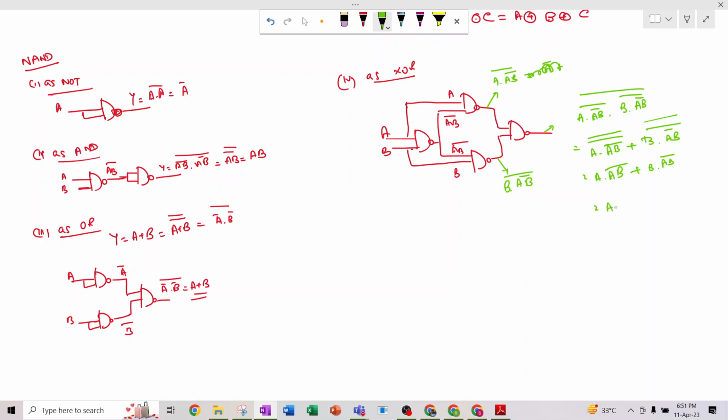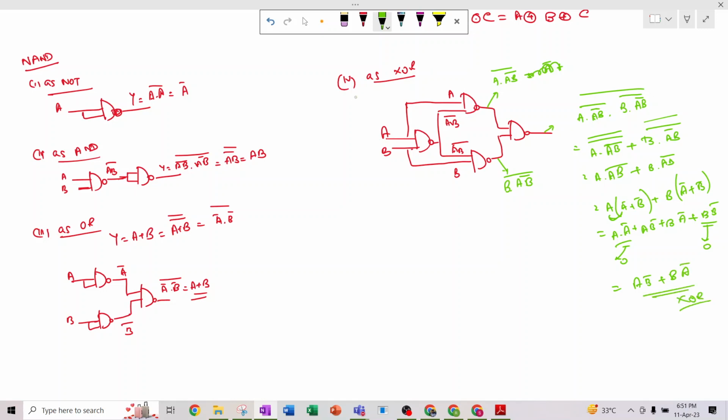So that means A into, if we expand this thing, A bar plus B bar, plus B into, if we expand this, A bar plus B bar. So A into A bar becomes 0. A into A bar plus A B bar plus B A bar plus B B bar. This A A bar is 0, and B B bar also becomes 0. So we are left with A B bar plus B A bar, which is nothing but XOR.